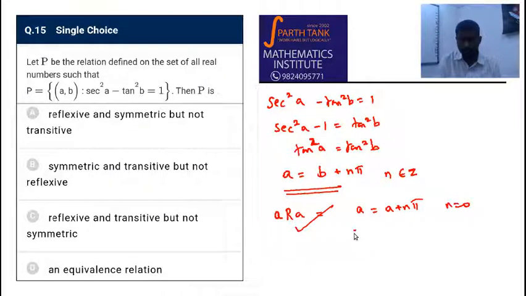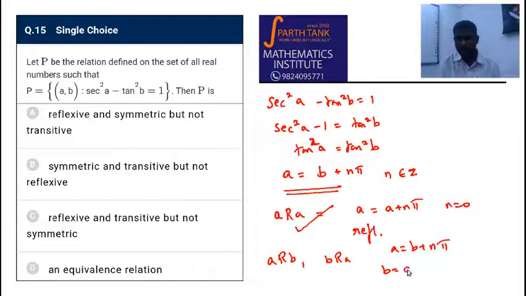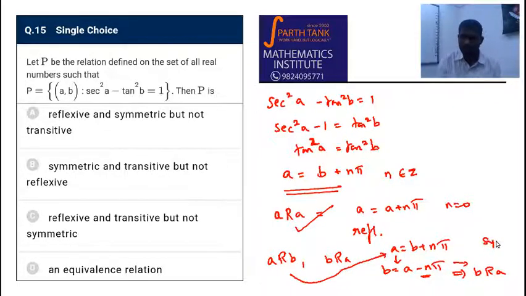So you can say it is reflexive. Symmetric, that is, if A is related to B, is B related to A? That is, see, A is B plus n pi. Therefore, I can say B is A minus n pi, where n is another integer. So this implies that B is related to A. So A is related to B implies that B is also related to A. Therefore, it is also symmetric.